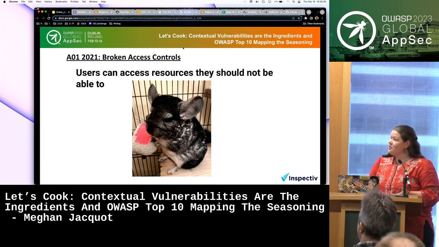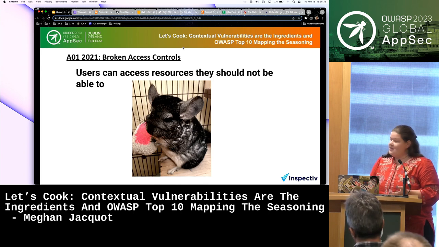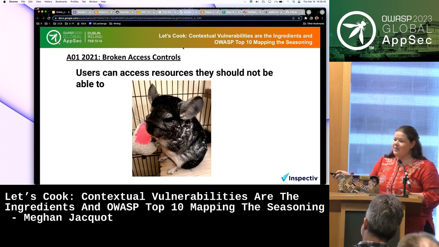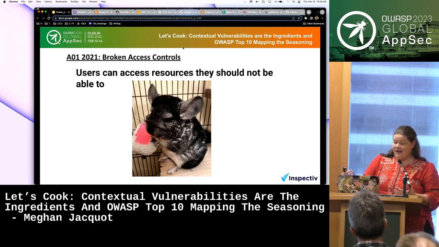Our first one is broken access controls. You could think about it as this sweet chinchilla here, her name's Cusco. Maybe she broke out of the cage and she's chewing on some things that she's not supposed to chew on. She is going into areas where her role should not be, and that could be dangerous.